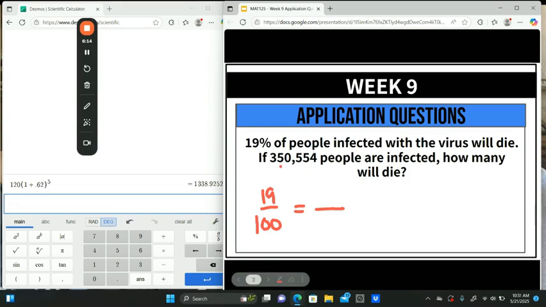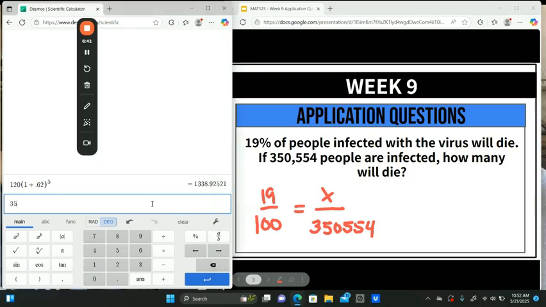And then also they give us another whole here, and we want to know how many deaths will happen out of the total number of people. So the total is going to go on the bottom, and the unknown will be on the top. Okay? Now, let's cross multiply. We can do this number here times 19, and I'm going to use my Desmos over here just to help me out, and since I have it, make it a little easier on myself. Times 19 gives me that number right there.